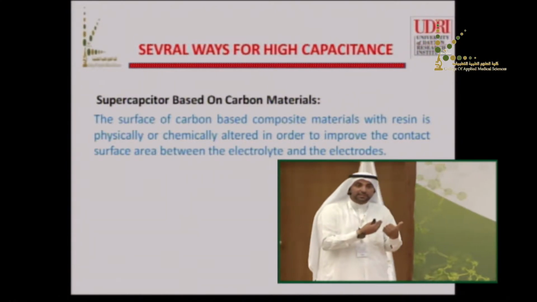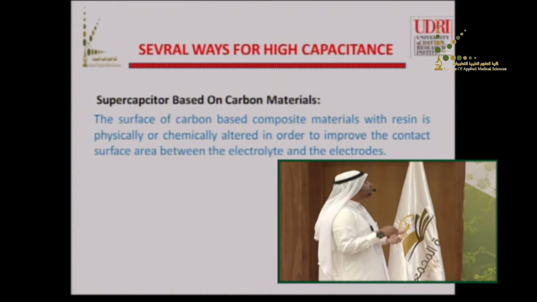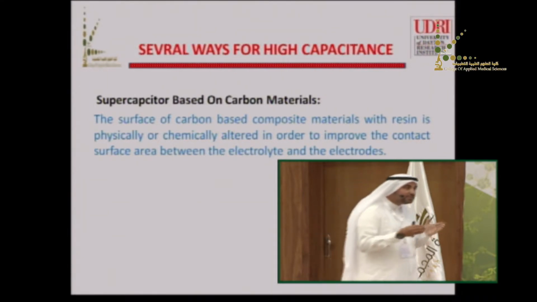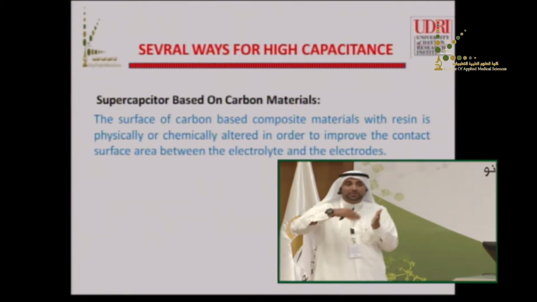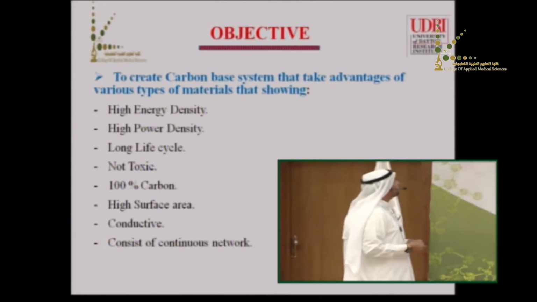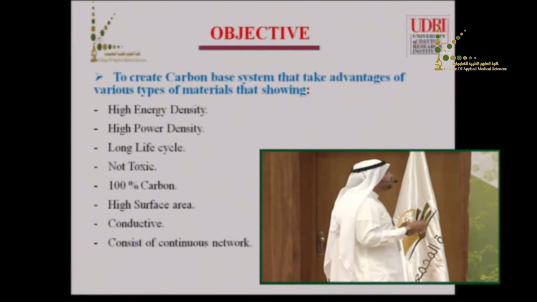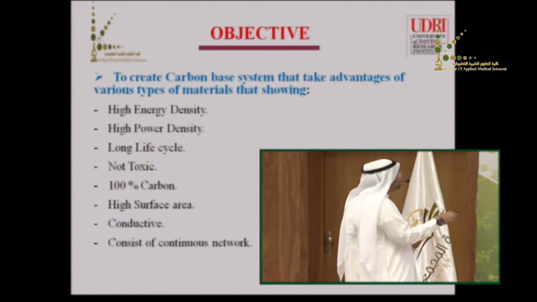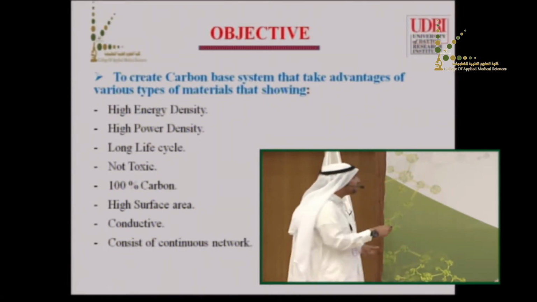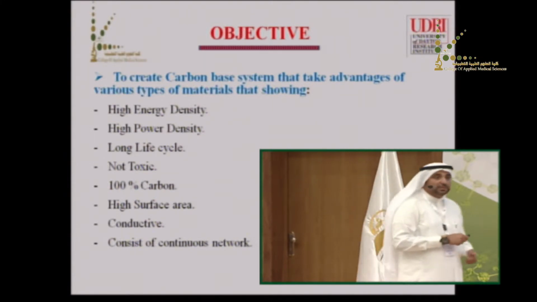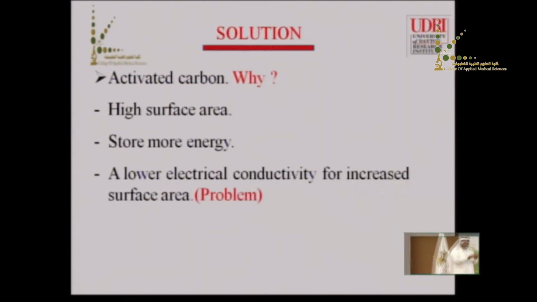So my choice for this application is carbon material. I will explain exactly why I'm using carbon material. Also, the surface of carbon-based composite material, which is resin, can change physically or chemically to improve the contact between the layer I put on the surface of the electrode and the liquid electrolyte. The objective of this work is to create a carbon-based system. That means I'm taking advantage of stage 1, and for this type I have high energy, high power, long life cycle, not toxic, 100% carbon, high surface area. I will explain where the surface area comes from. I convert the carbon to a conductive material. So I decided to use activated carbon on the surface of the electrode.